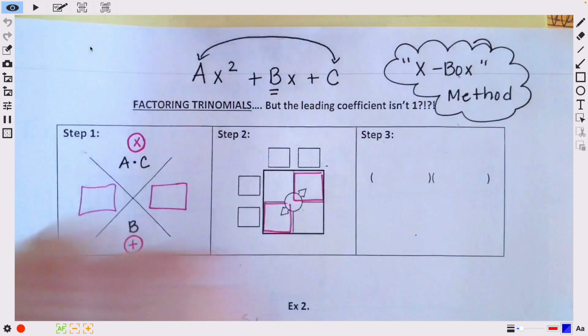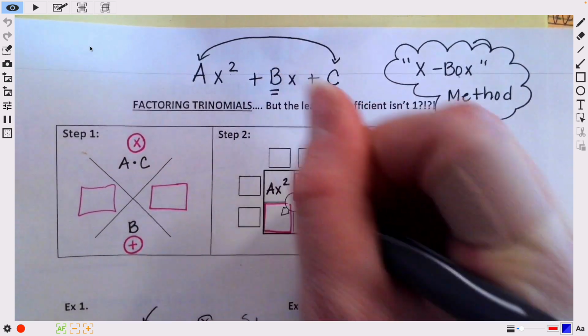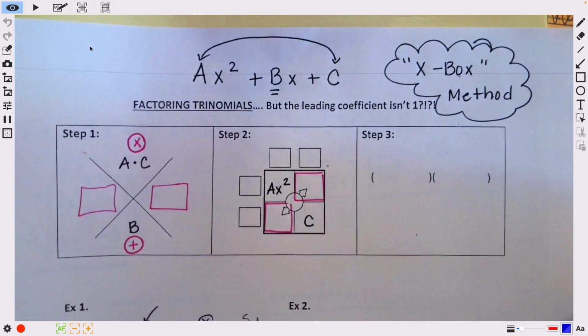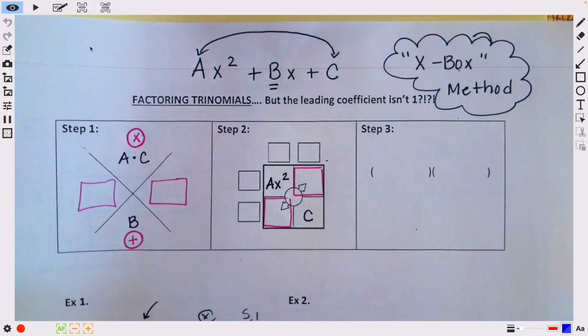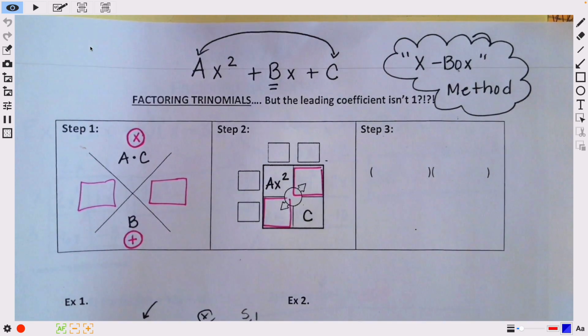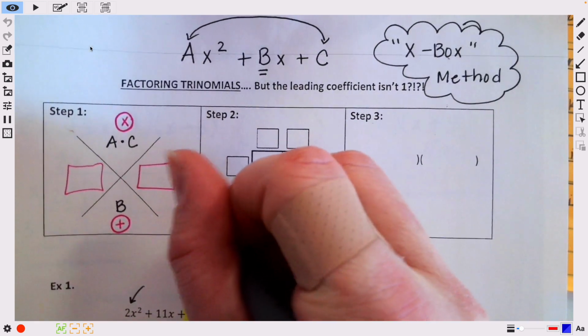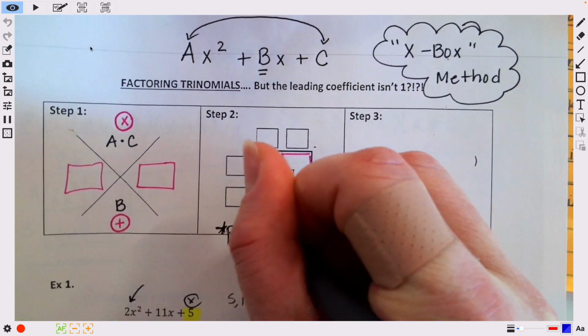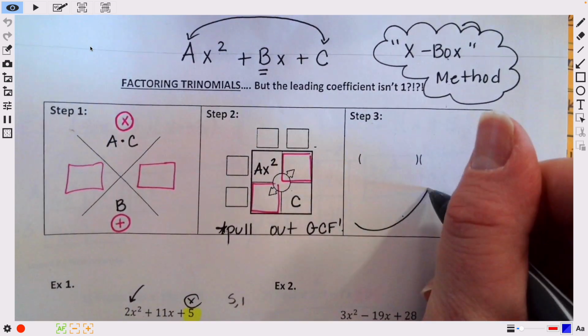Now, in this front box, you still want to keep your ax squared. And in this back box, you still want to keep your c. But again, the pink terms on the side help you figure out what goes here and here. Just copy it down. Once we do a couple of examples, it'll make more sense, I promise. Right now, that doesn't have a lot of context. And then you start pulling out greatest common factors. And that's going to help you get your answer.